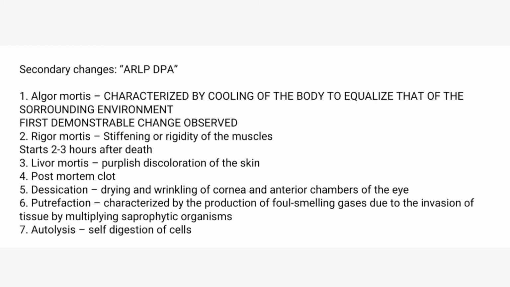And then we have putrefaction. Putrefaction is characterized by the production of foul-smelling gases due to the invasion of tissue by multiplying saprophytic organisms. And last is autolysis, the self-digestion of cells. So that's it, guys, for the 10 recalls and must-know for Genpath.